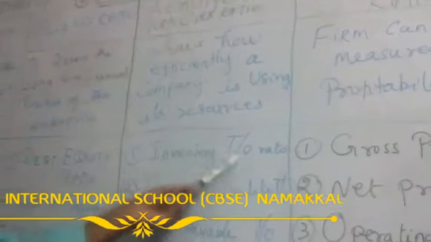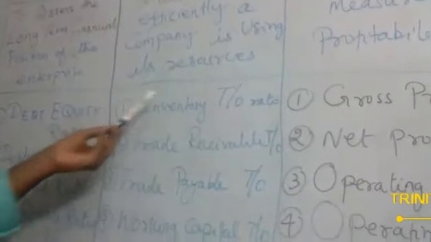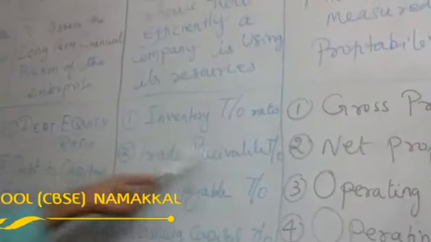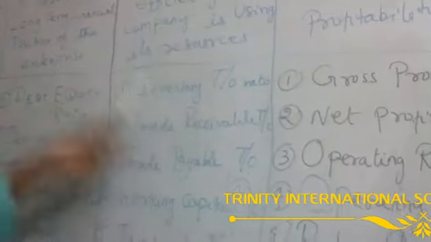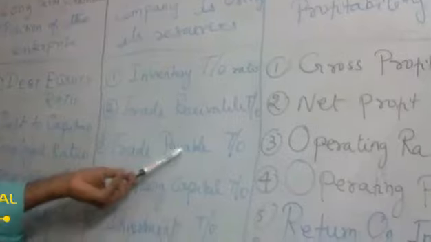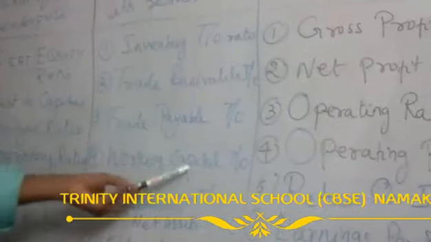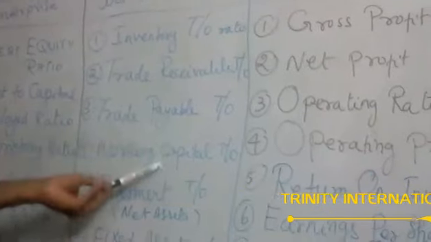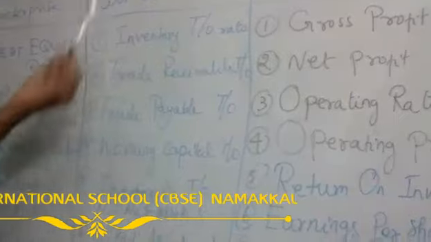So first one is inventory turnover ratio. You know, inventory is nothing but stock, the position of the stock. Then trade receivable turnover. Trade receivable is nothing but our sundry debtors and bills receivable together. Then trade payable, which naturally means sundry creditors and bills payable. Then working capital turnover. Working capital is nothing but the difference between current assets minus current liabilities. Later on we will discuss what is current assets and what is current liabilities.